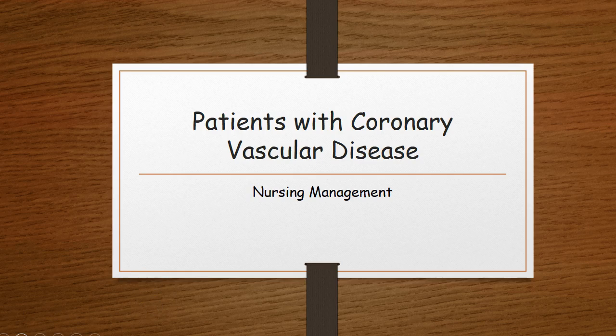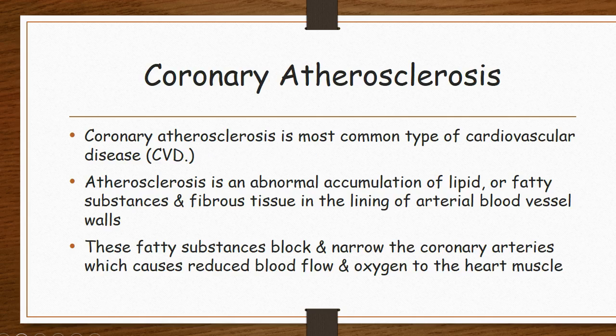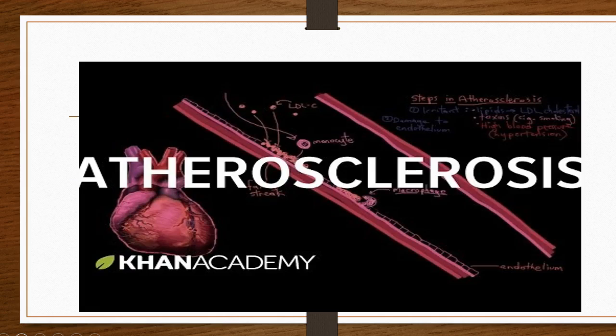All right, this is the recap of CVD, coronary vascular disease. Remember that it's the most common type. Coronary arteriosclerosis is the most common type of CVD. It is an abnormal accumulation of liquid, fatty substance, and fibrous tissue in the lining of the arterial wall, which blocks and narrows our coronary arteries, which causes reduced blood flow and oxygen to the heart muscle, which means that our demand for oxygen is more than we can supply.